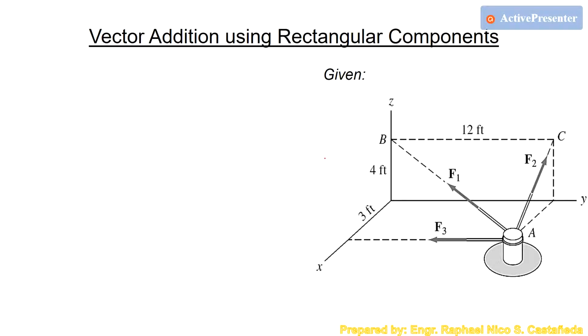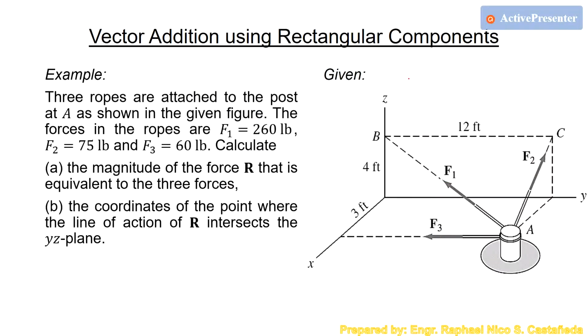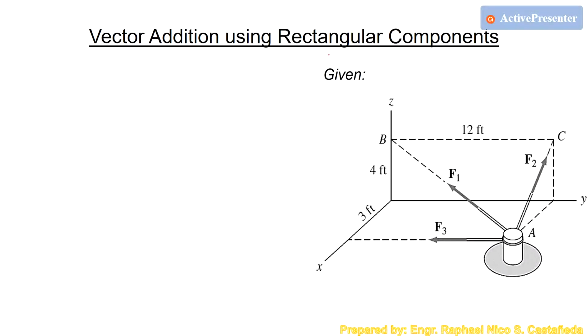First, let's calculate R. To calculate R, it's easier to use the vector approach. We want F1, F2, and F3 expressed in vector notation, so that we will have their X, Y, Z components, and we can simply add them together to get the vector form of the resultant force, or the vector sum R. To get the rectangular components of F1, F2, and F3, we just apply our previous lesson.